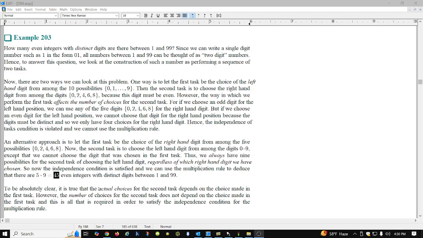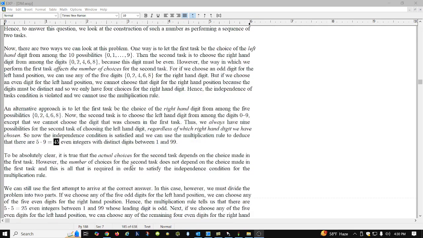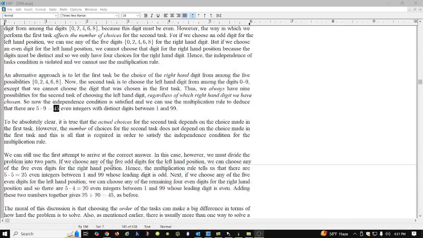Now I want to be absolutely clear here because this is such a critical point. I apologize if you've already got it and this is belaboring a bit, but it is true that the actual choices for the second task depend on how the choice of the first task is done. But the number of choices does not depend, and that's the critical independence. Also, it's worth noting that the first attempt, while it's going to fail, is not without some merit.